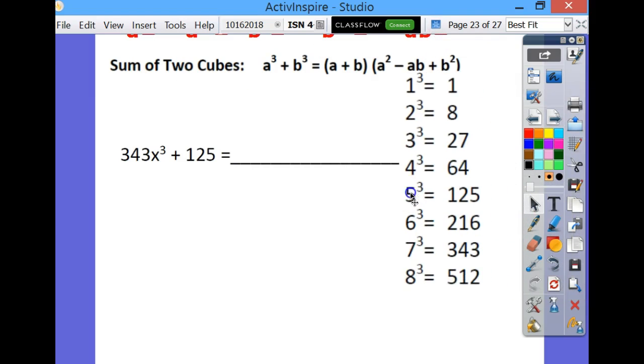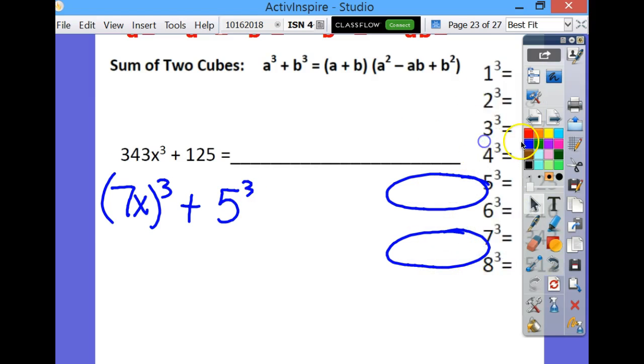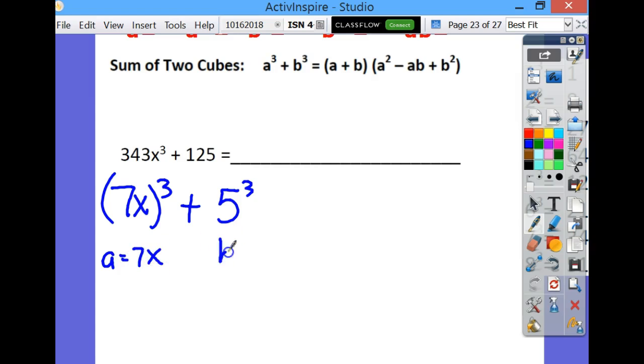at the chart. Can you find a 343? Can you find a 125? So this right here is going to be 7x to the third power, and this is going to be 5 to the third power. Done with my chart. Now I'm going to write down all the pieces so I can put the pieces into the formula. What's the a and the b?